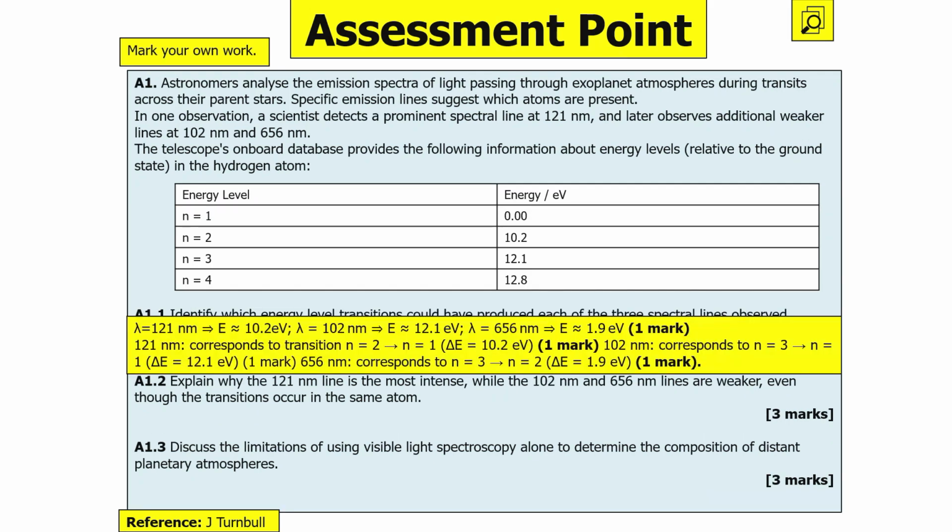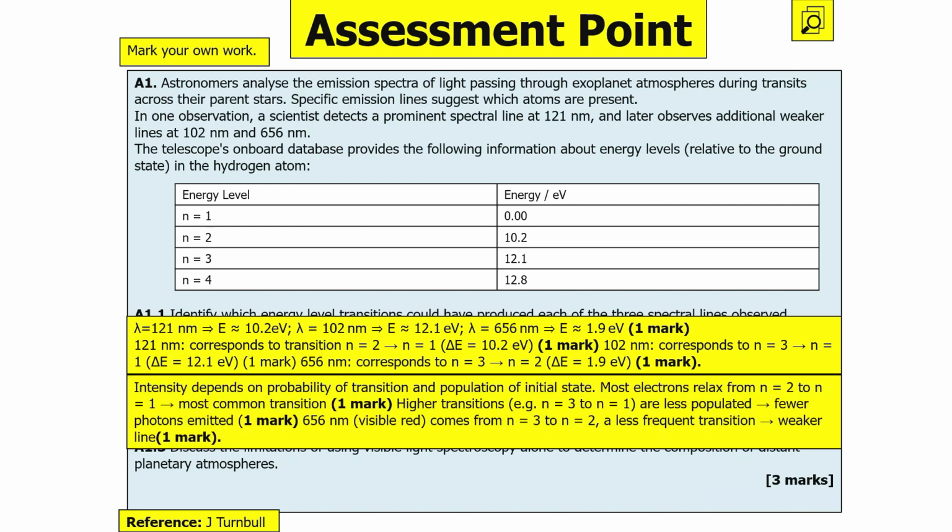Right, in this first one, when we work it through by doing E equals hc over lambda, E will be approximately, for 121 nanometers, 10.2 eV, for 102 nanometers 12.1 eV, and for 656 nanometers 1.9 eV. So therefore 121 will correspond to n equals 2 to n equals 1, 102 will correspond to n equals 3 to n equals 1, and 656 corresponds to n equals 3 to n equals 2.